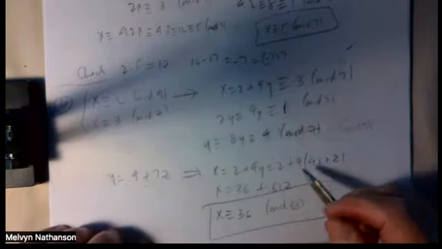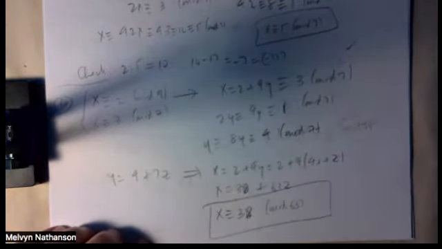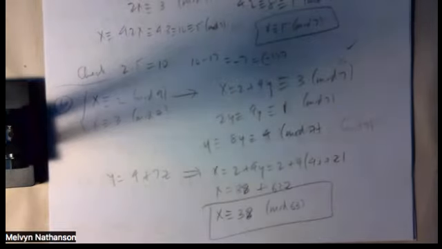Oops, I'm sorry. 36 plus 2 is 38. X is congruent to 38 mod 63. That's the right answer. Right. Any questions about problem 5?